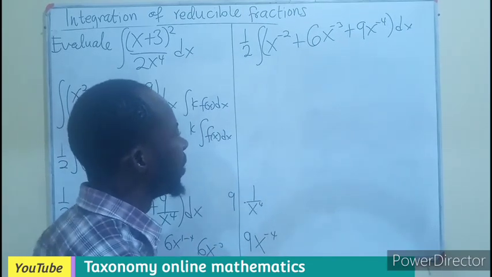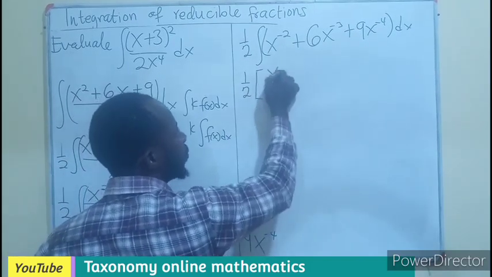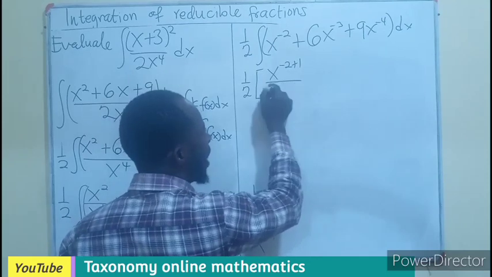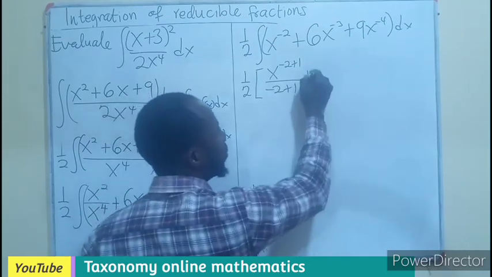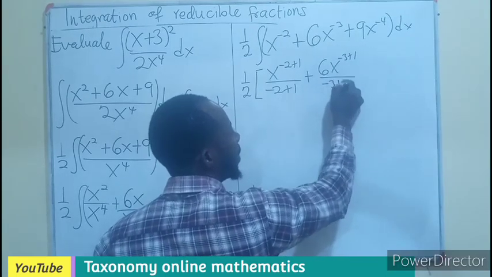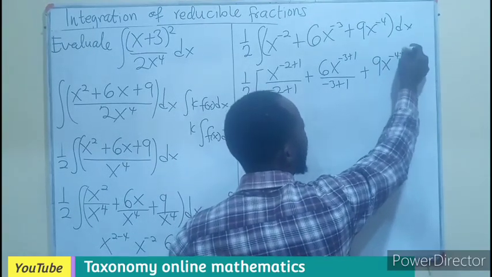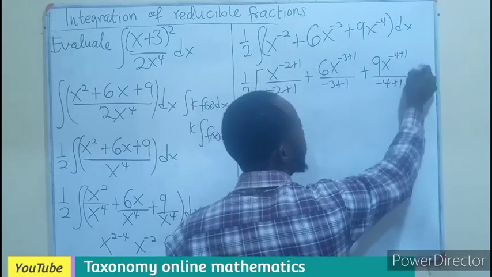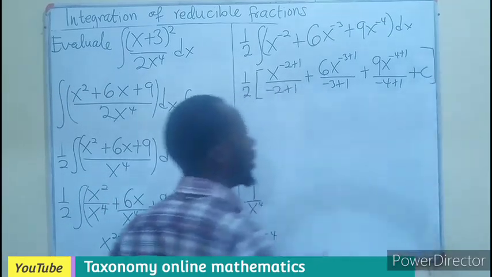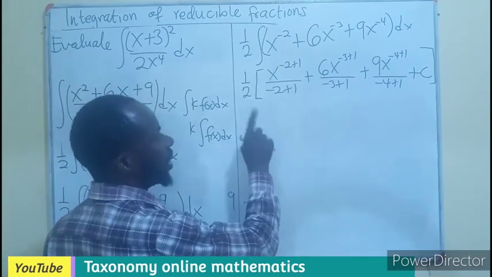So now we can do our integration regardless of the constant outside. So we know if you are going to do integration, let's say we have our 2 still out there, x to the power minus 2 plus 1, we increase the power by 1, divide by the result, then plus 6x to the power minus 3 plus 1 all over minus 3 plus 1, then 9x to the power minus 4 plus 1 over minus 4 plus 1, plus the arbitrary constant. All this is multiplied by our half.